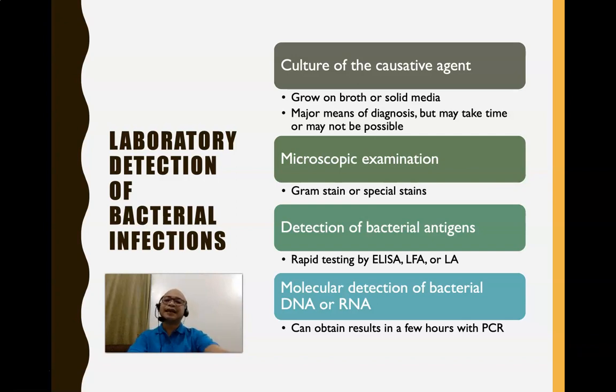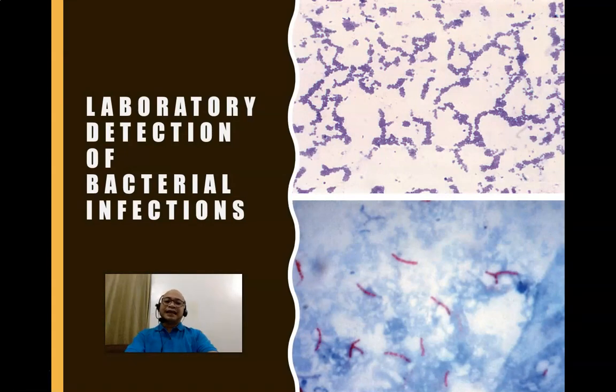That is the reason why in some cases we are detecting bacterial antigen by rapid testing such as ELISA or labeled fluorescent assay. And then molecular detection of bacterial DNA or RNA can obtain results in a few hours with, of course, polymerase chain reaction. So here we have now an example of bacteria that is detected using microscopic examination.